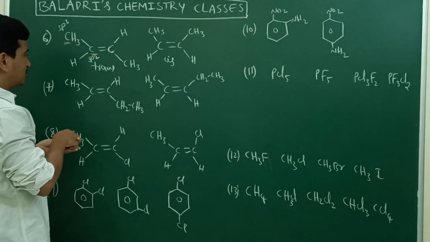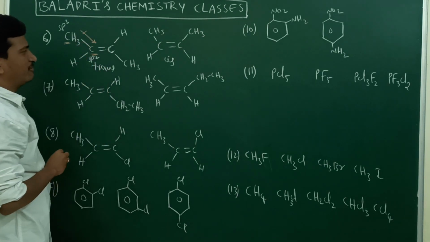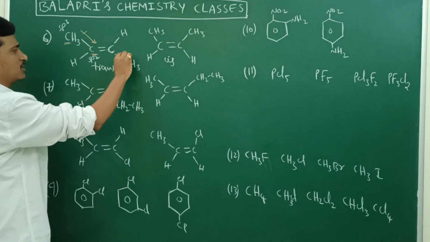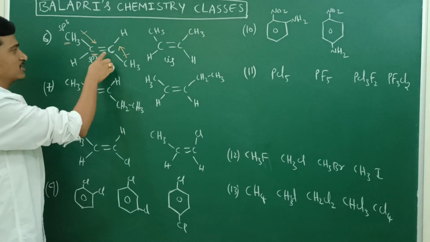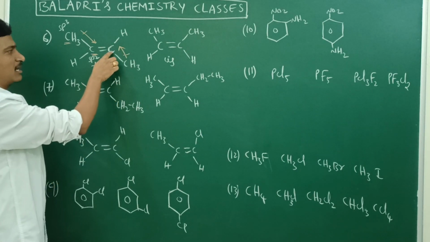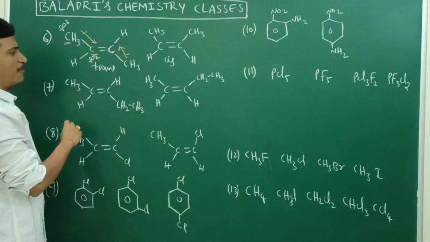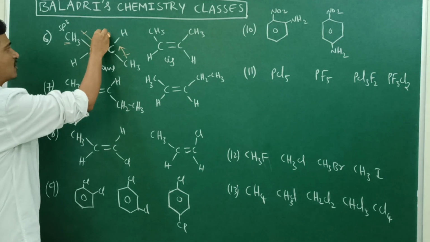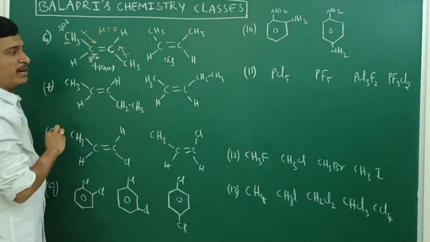So this dipole moment vector will be towards this carbon. This is the direction of the dipole moment vector. In these two carbons also, this vector will be towards the more electronegative carbon, because sp2 hybridized carbon is more electronegative. Now these two dipole moment vectors are equal and opposite, so this trans compound will have dipole moment 0. This trans 2-butene has dipole moment 0.